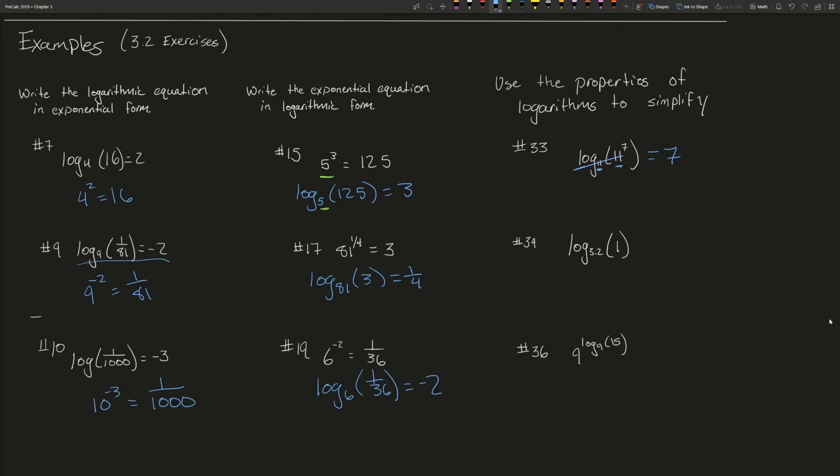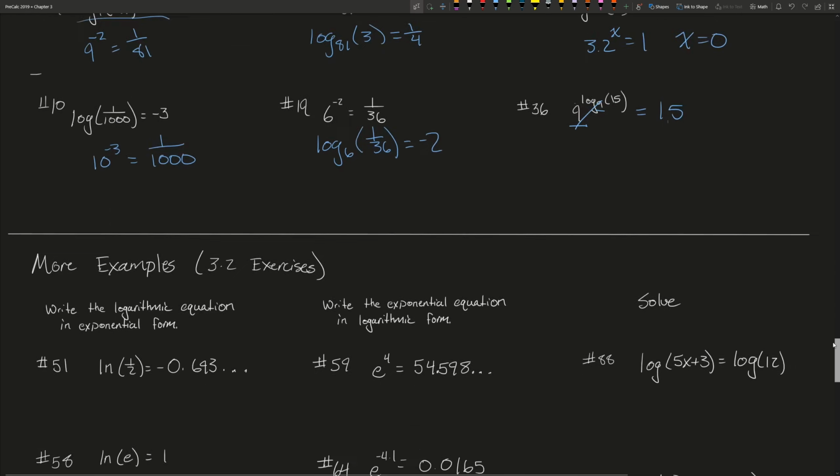Number 34, log base 3.2 of 1. We can rewrite that as 3.2 to some power x is equal to 1, and we know that x must be 0. Then 36, 9 to the power of log base 9 of 15. Because the base in the exponent is the same as the base in the log, those cancel, and we're just left with 15.